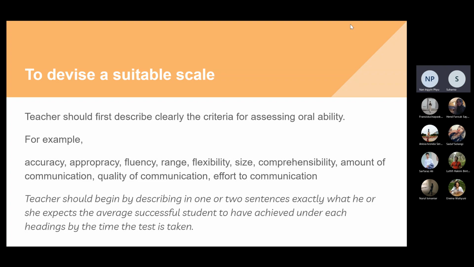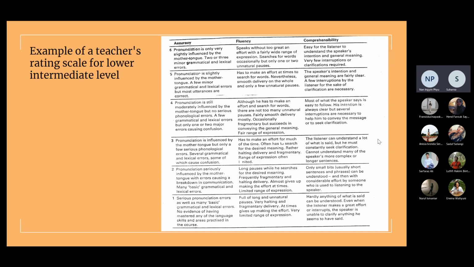So how can the teacher describe them? The teacher can begin by describing in 1 or 2 sentences exactly what the teacher expects. In that way, the students will be able to achieve under that guidance. So when the test is taken, an example is given versus one of the levels. That is the point. Then how can a teacher rate a student per criteria?